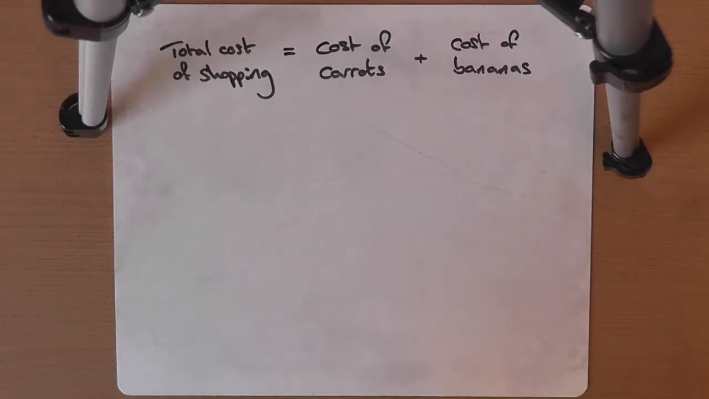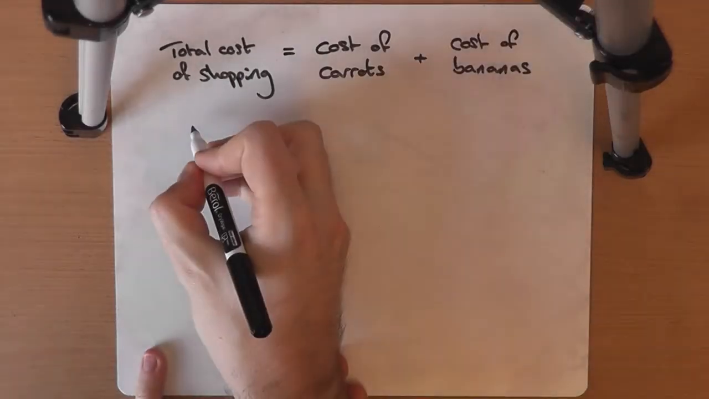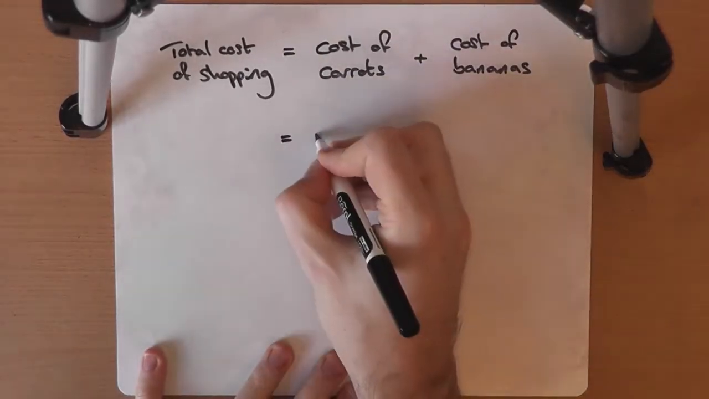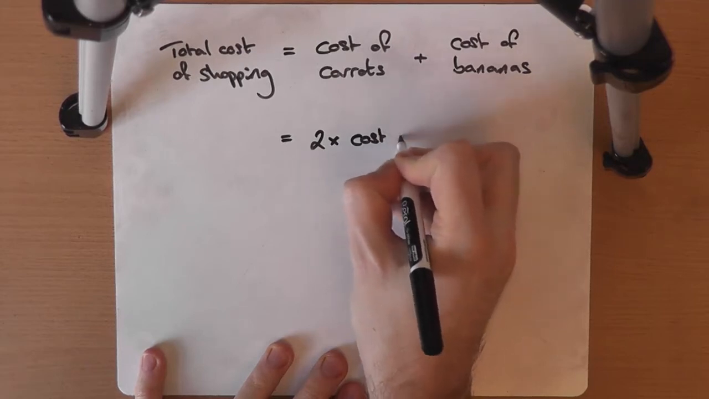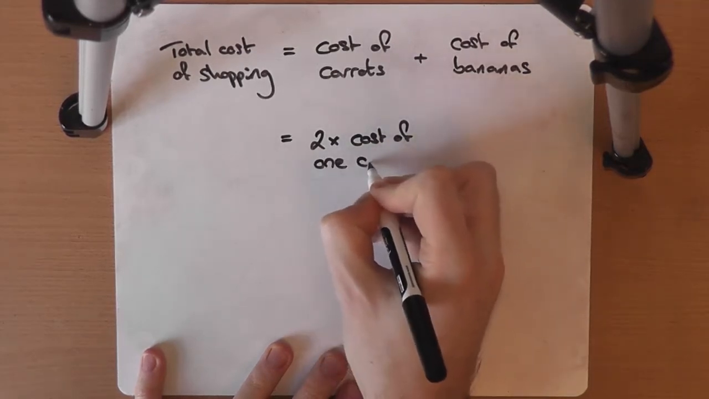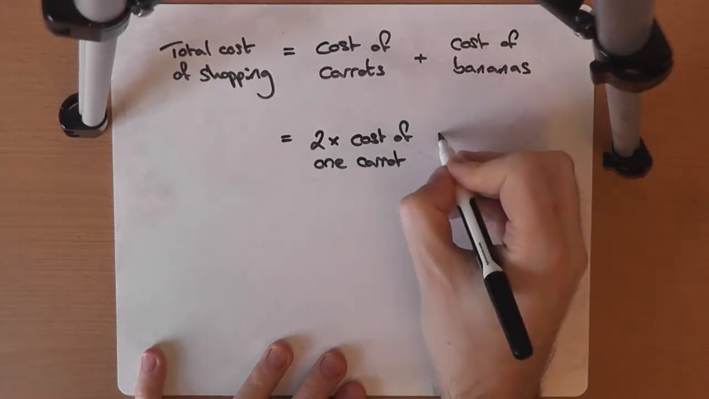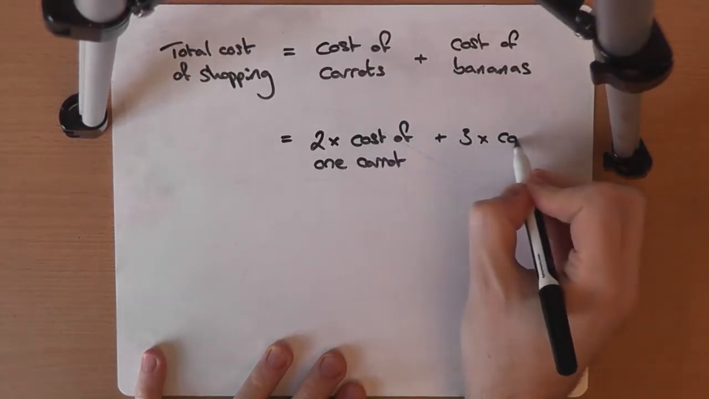More specifically though, the total cost of the shopping is the cost of the carrots. Well, the cost of the carrots is the cost of 2 carrots. Or rather, it's 2 times the cost of 1 carrot. We have to know what 1 carrot costs, and then we need 2 of them. Same with the bananas. We have to know what 1 banana costs, so we can then work out the total cost of the bananas. That's 3 times the cost of 1 banana. So, the cost of the carrots is 2 times the cost of 1 carrot. And the cost of the bananas is 3 times the cost of 1 banana.